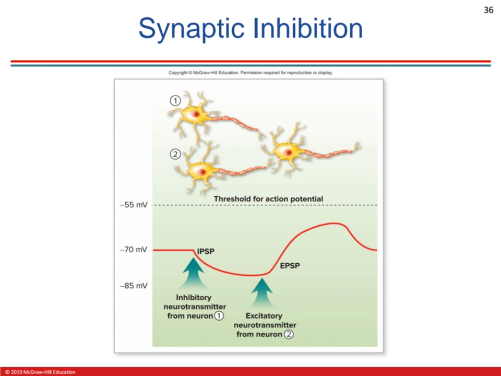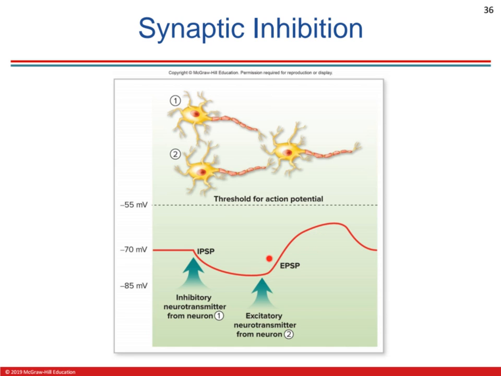This is just an illustration from your book of how this might work. Imagine that we have inhibitory neurotransmitter released by neuron 1. So we have an IPSP. And normally the cell's at negative 70 millivolts. Now it's at negative 80 millivolts. Now we have an EPSP.